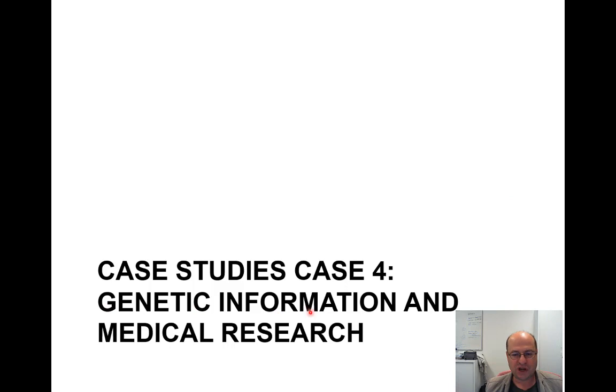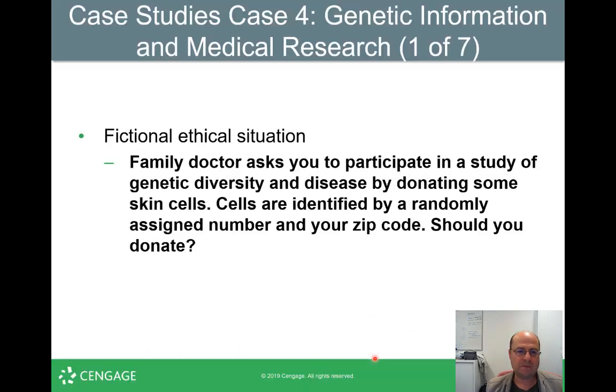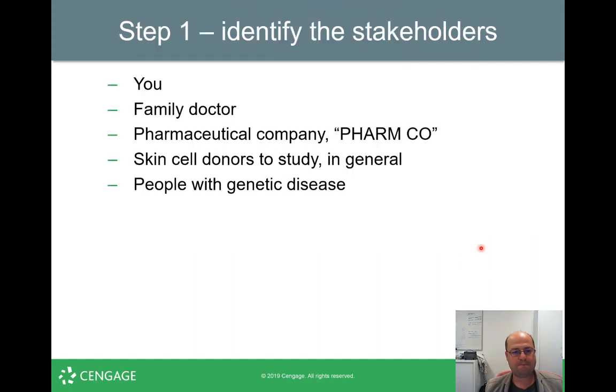All right, so case 34, we are going to apply this paramedic ethics method to a new problem. That's genetic information and medical research. This case is based on a fictional ethical situation. A family doctor asks you to participate in a study of genetic diversity and disease by donating some of your skin cells. Cells are identified by a randomly assigned number and your zip code. The question is, should you donate?